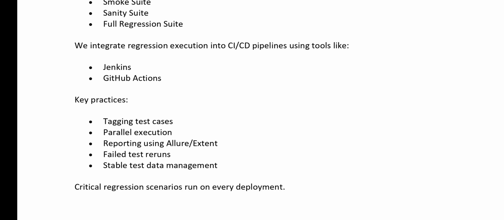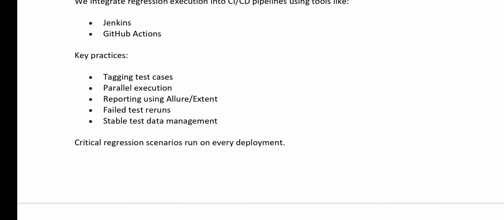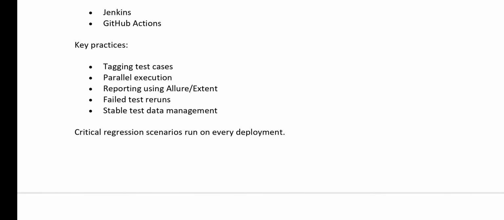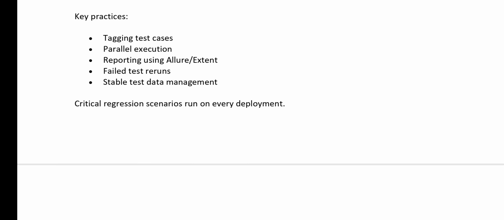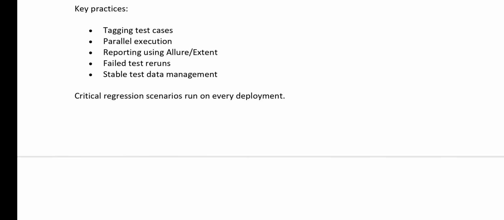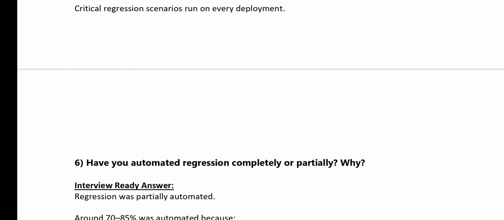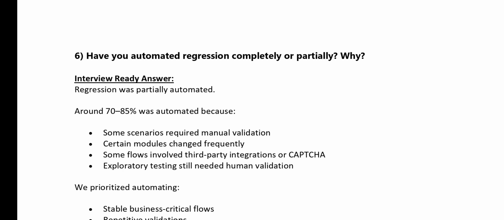Okay, and the key practices include tagging the test cases, parallel execution, reporting using Allure or Extent Report, whatever you are using in your project, failed test reruns, stable test data management. Okay, critical regression scenarios require a run on every deployment. Okay, so this is how you can answer short and sweet.